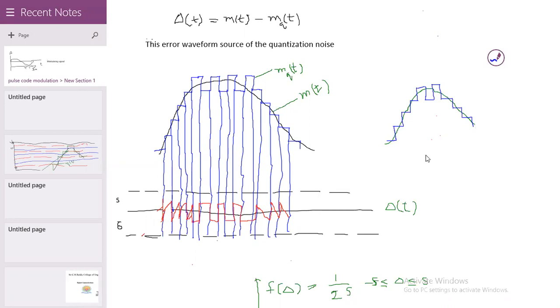Like this, here we can draw this one. Then we can draw this, each Ts.